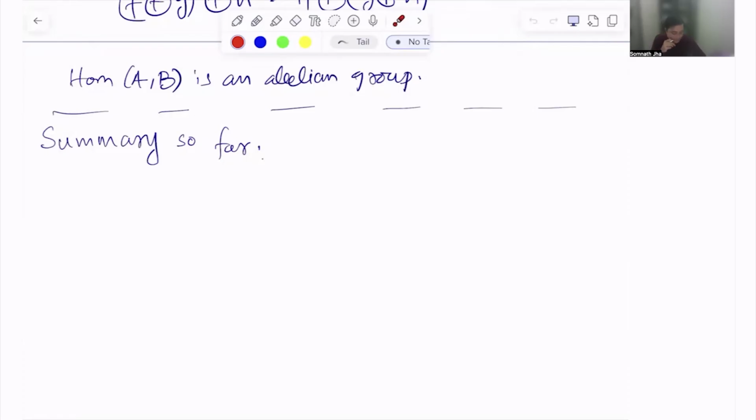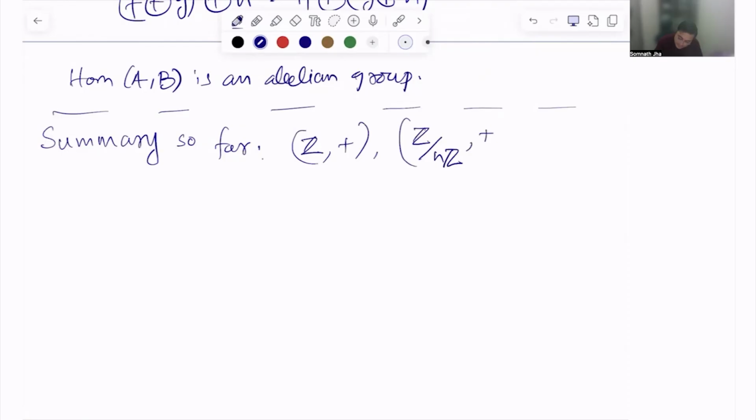Our discussion with Abelian groups. So far what we have learned is we have seen the definition of groups and some examples. In particular, we have seen the example of the Abelian group Z plus, and the group Z mod n Z plus, and these are going to be in some sense the most important groups that we will come across later in this course. And we have seen the definition of group homomorphism.